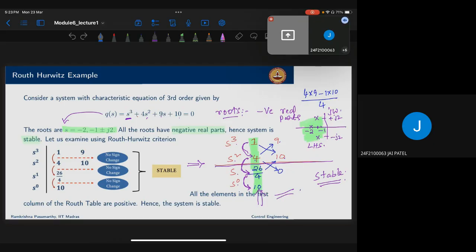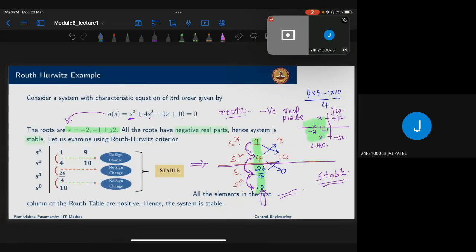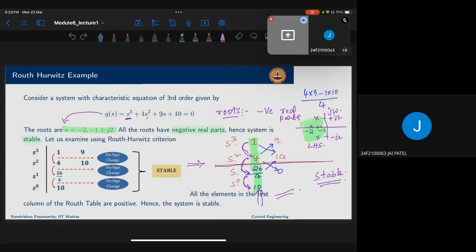Whether it has a one-time sign change or two times, if there is a sign change, we can directly say that the system is unstable. The number of sign changes indicates the number of roots on the RHS. Okay, got it. If there are no sign changes, the system is simply stable. So it means that to be stable, either all have to be positive here or all have to be negative. Clear?